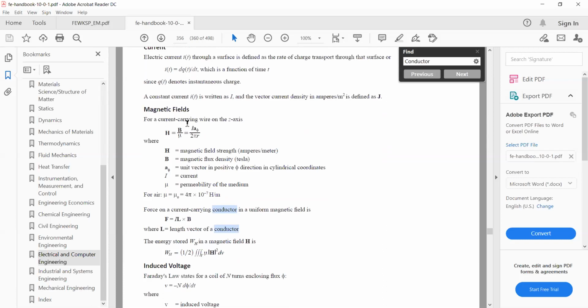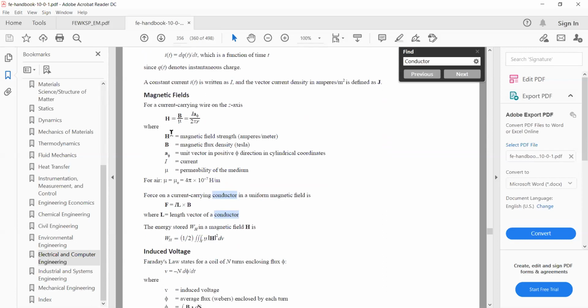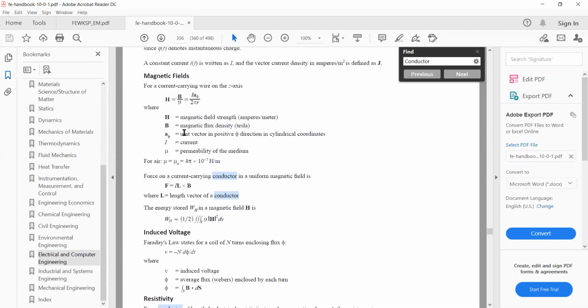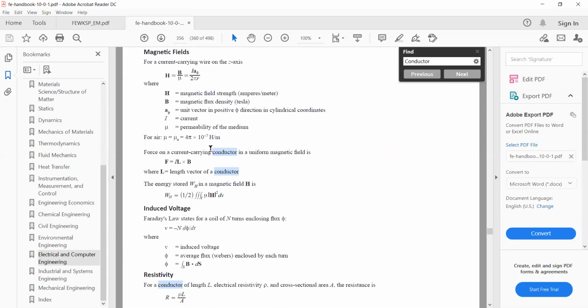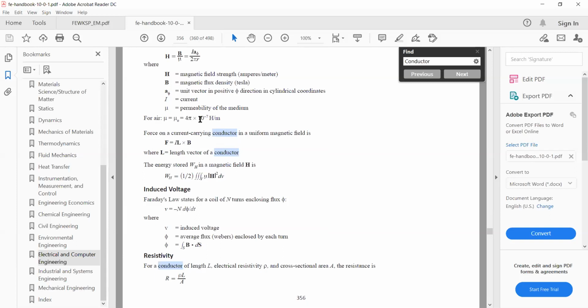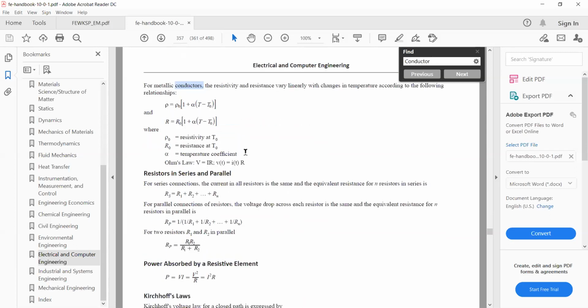We have magnetic fields, a little more complicated. Might not see too many problems with magnetic fields, since they require a bit more calculation than what might be reasonable for the exam. All right, we have force on a current carrying conductor. Force equals IL cross B. Again, we have a cross product because of the nature of the magnetic field. L is the length vector of this conductor. So when we get asked something about a conductor, we can search conductor up here, and we'll get some of this stuff, and it'd be nice to know.